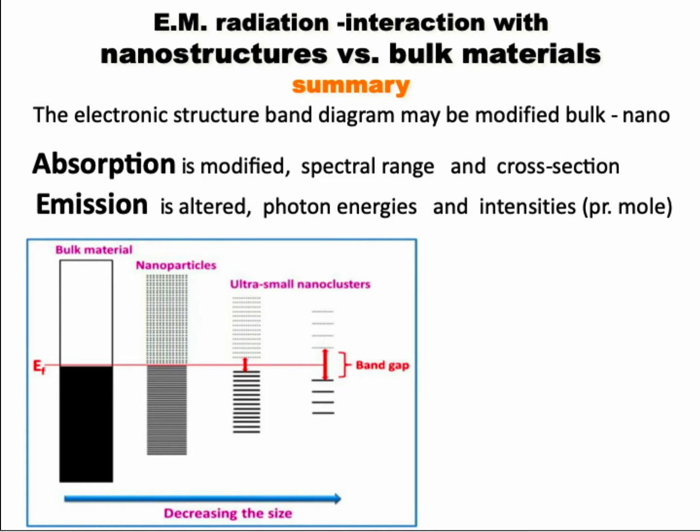The difference in electron structure will lead to variation in absorption. We typically get spectral range changes such as blue shifts and also shifts in cross-section per mole, as the density of states, the number of states per energy interval, is changing. For that reason, we can also expect emission spectra of nanomaterials to be altered, pronounced for semiconductors. There are other reasons, which we will deal with specifically later.